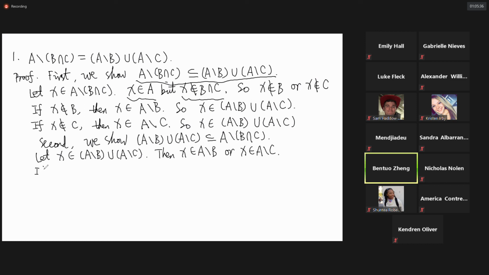So if X is in A minus B, then X is in A and X is not in B. This is the definition of A minus B. But if X is not in B, certainly X is not in a smaller set. So X is not in B intersect C, because B intersect C is smaller than B. X is not in a larger set, so X is not in a smaller set. Remember, this is X in A.